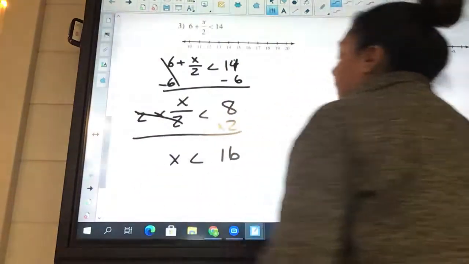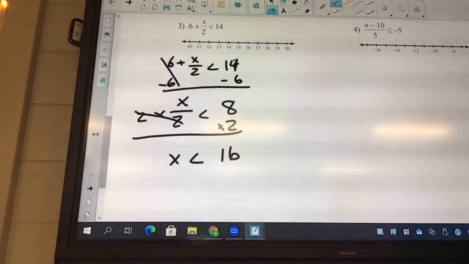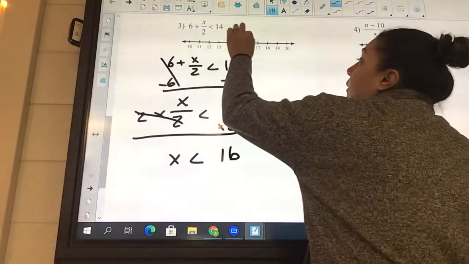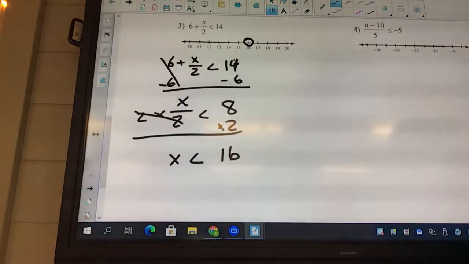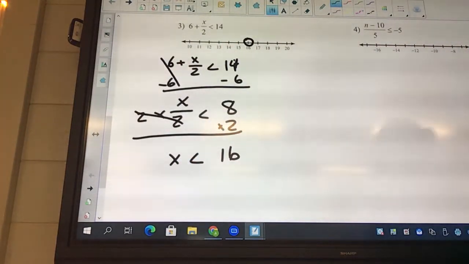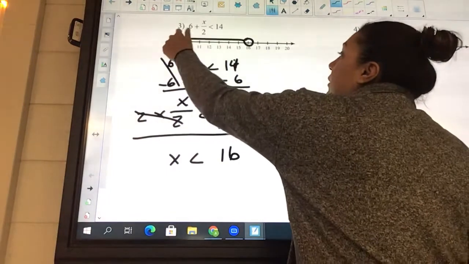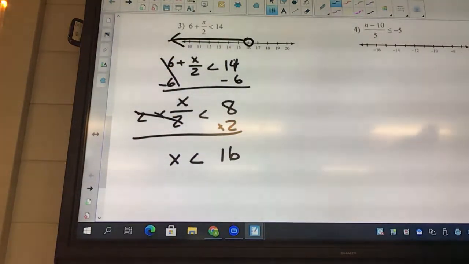Okay, so on the 16, should that be open or closed? Open. And it says x is what? x is less than, so which way am I going to go? To the left.